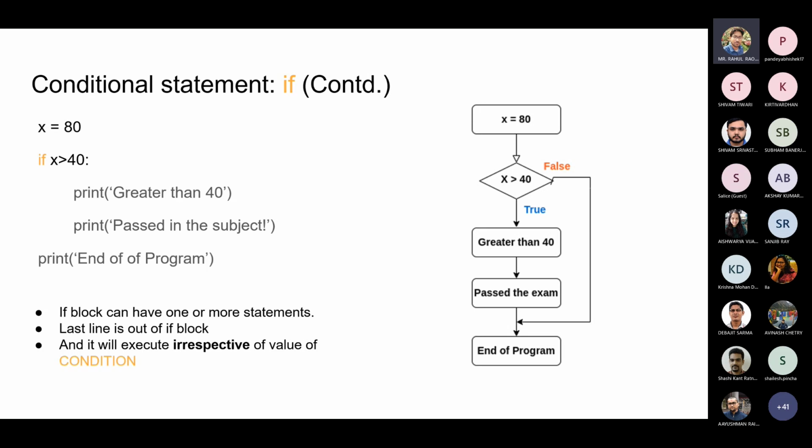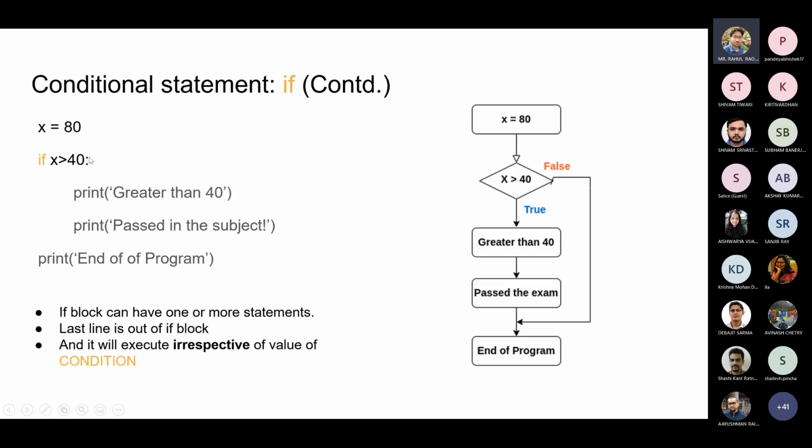The next slide shows how it behaves if we have multiple statements within a block. Similarly, we have x equal to 80 and then the condition x greater than 40. If it is greater than 40, then it will execute both statements, greater than 40 and passed the exam, and then it will come to the end of the program. If x is not greater than or equal to 40, then it will directly come to the end of the program.